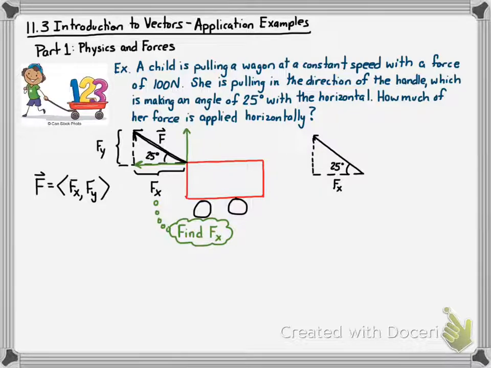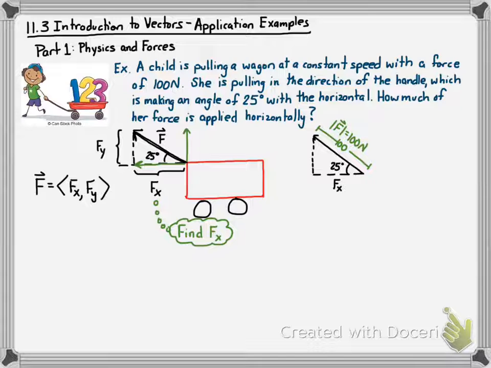And the length of our force vector, whatever that length is, is the magnitude of the force. We are told that this child is pulling the wagon, and the amount of force that she is using is 100 N, which is 100 newtons. So the magnitude of our force vector is 100 newtons. And that means that the length of the hypotenuse on this triangle is 100.